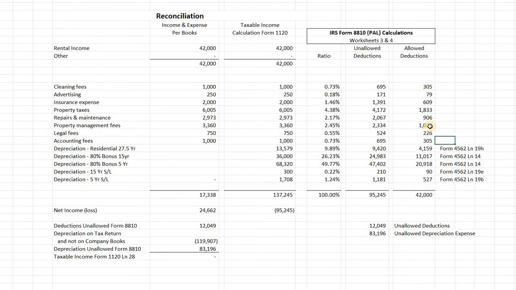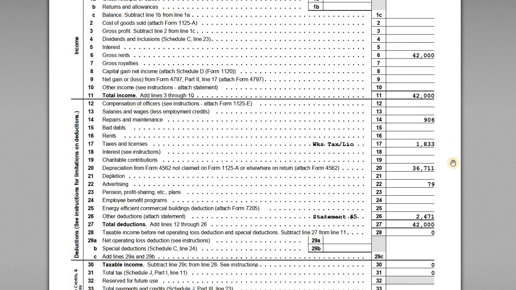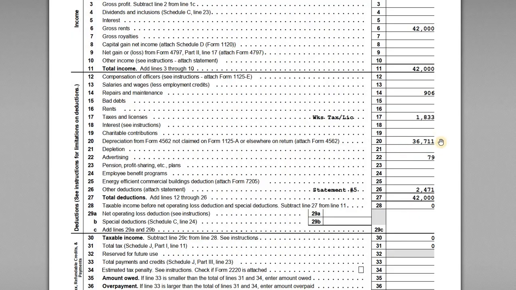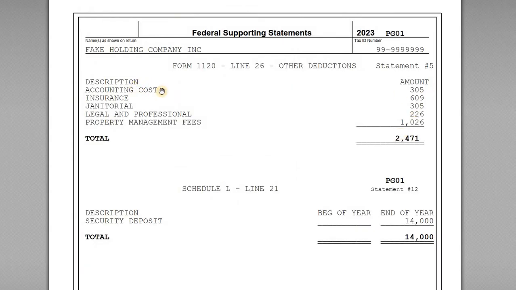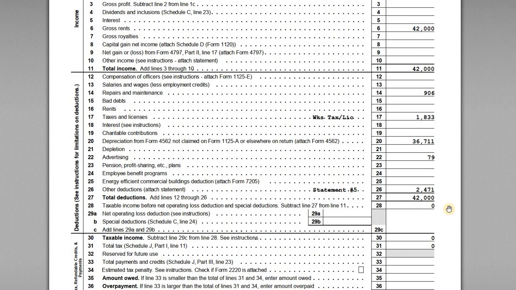Okay, and then if we take the remaining amounts here, go back to page 1 of the 1120. So we've got the allowed portion of repairs and maintenance, the allowed portions of taxes. There's our depreciation coming through from the 4562. Allowed portion of advertising, and then the statement 5, we have the allowed portions of those other expenses. So the allowed portions of the accounting costs, the insurance, and so on and so forth. All right. So once everything is entered, again, it zeroes it out, right? So we have a passive activity loss, right? Can't deduct that. So the excess expenses are labeled as unallowed and carried forward to those future tax years.